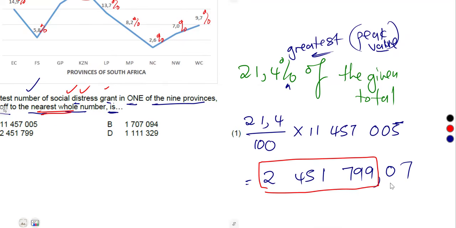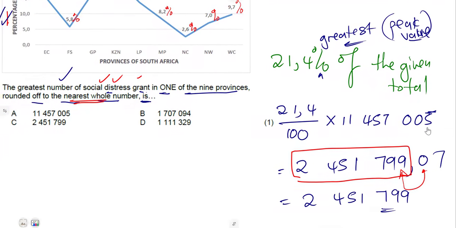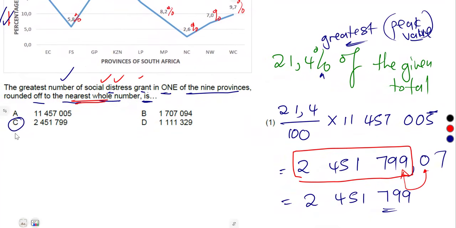So if we look at the digit after the comma, the number after the comma is 0, and it cannot change anything. It cannot change this value. So it was going to be 2,451,799. Then there is no effect, because 0 cannot change 9. So this is what we have to the nearest whole number, which is the best answer. The best answer was going to be C.